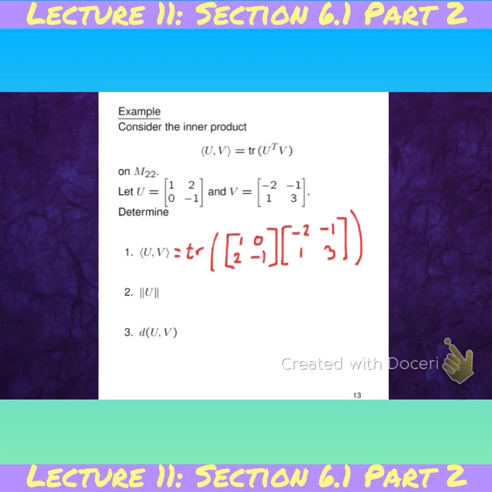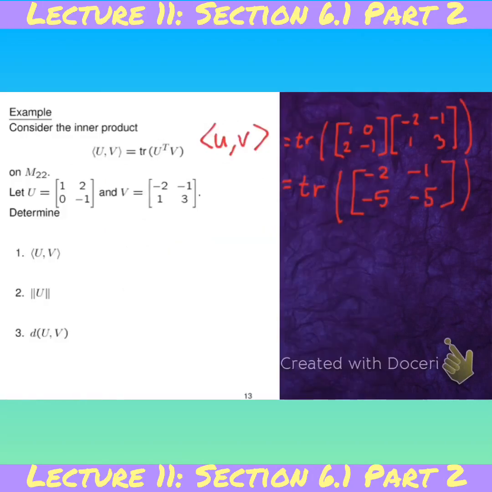Okay, and if we are to work out the trace of that matrix, taking that to the side, we multiply the two 2x2 matrices out, and what's the trace of that? The trace of that is minus 7. Okay, so that's just a little exercise there. What's the norm of U? The norm of U is going to be defined as the square root of the inner product of U with itself. So let's look at what the trace is of that.